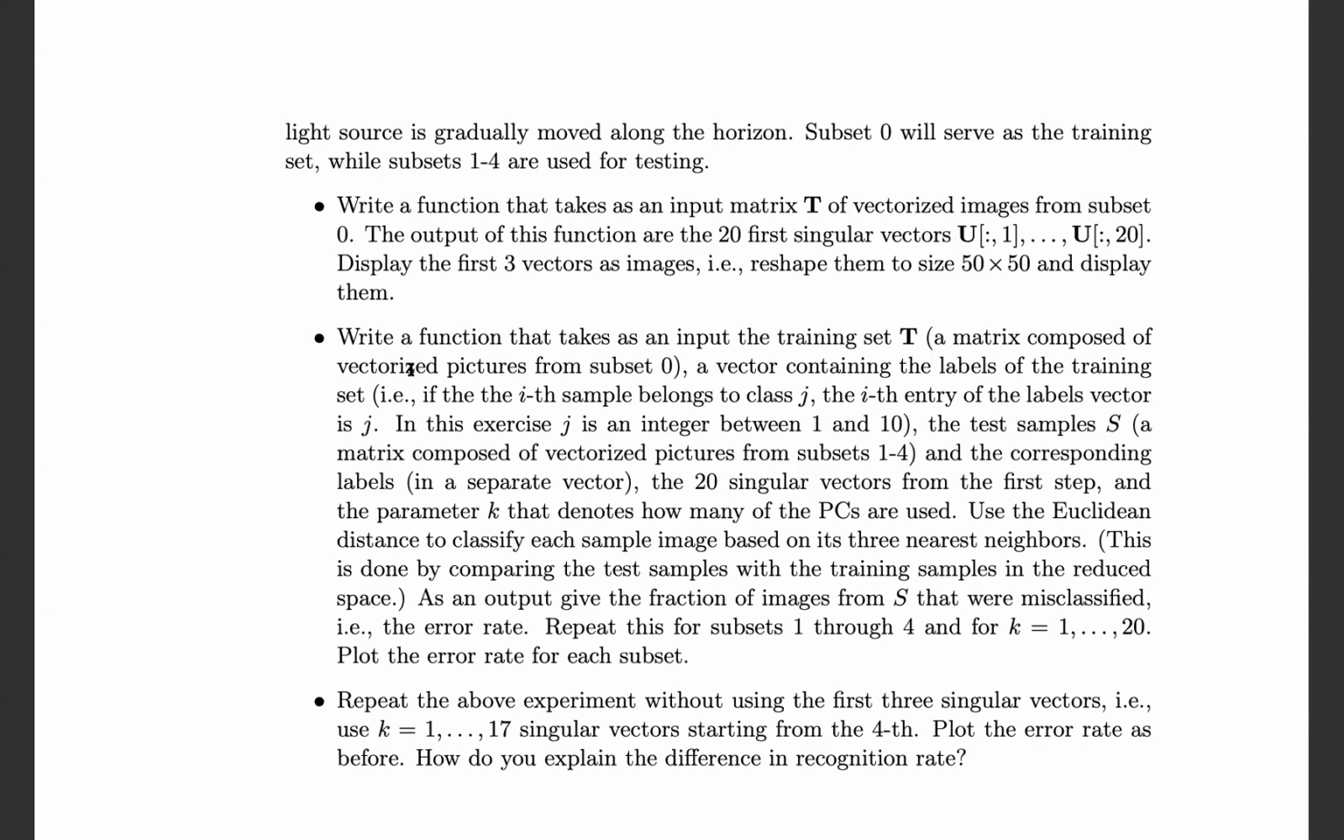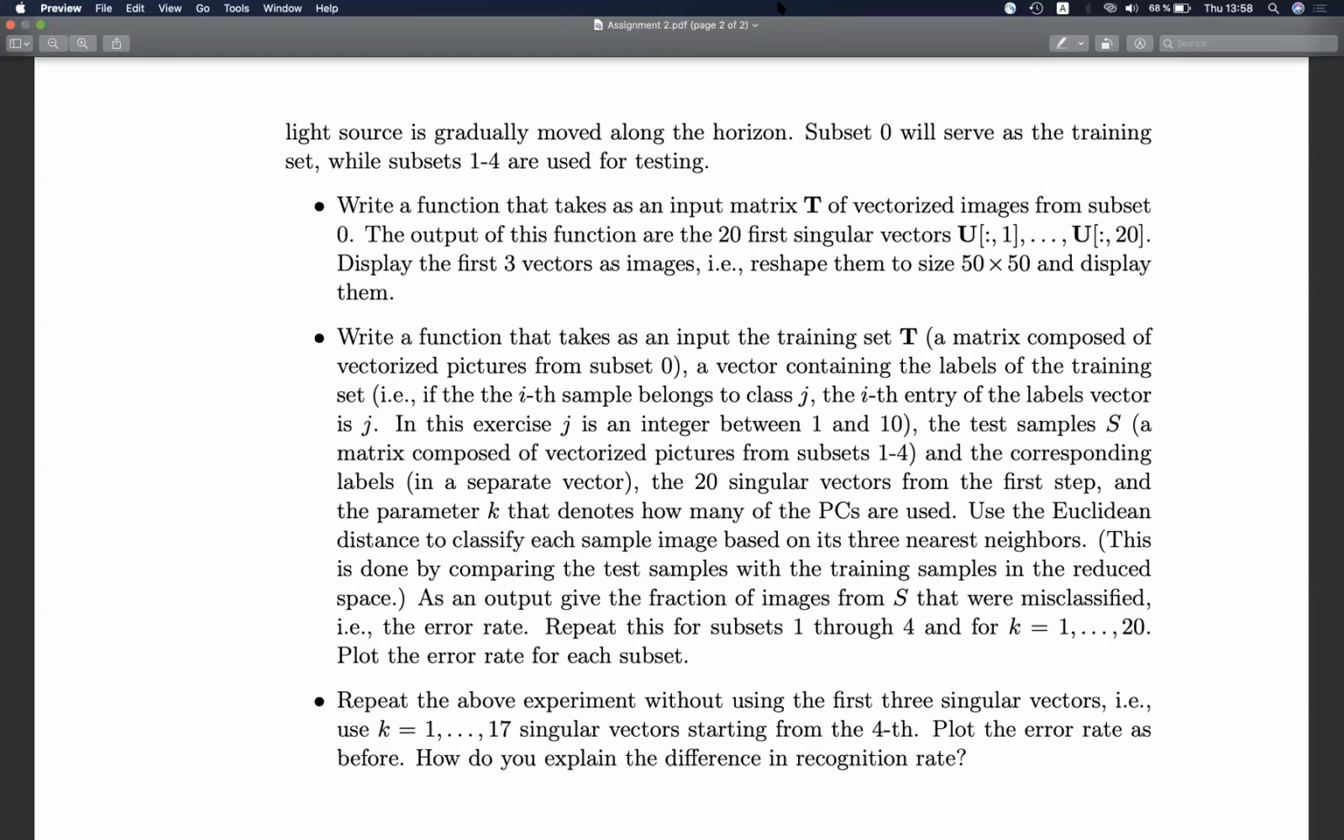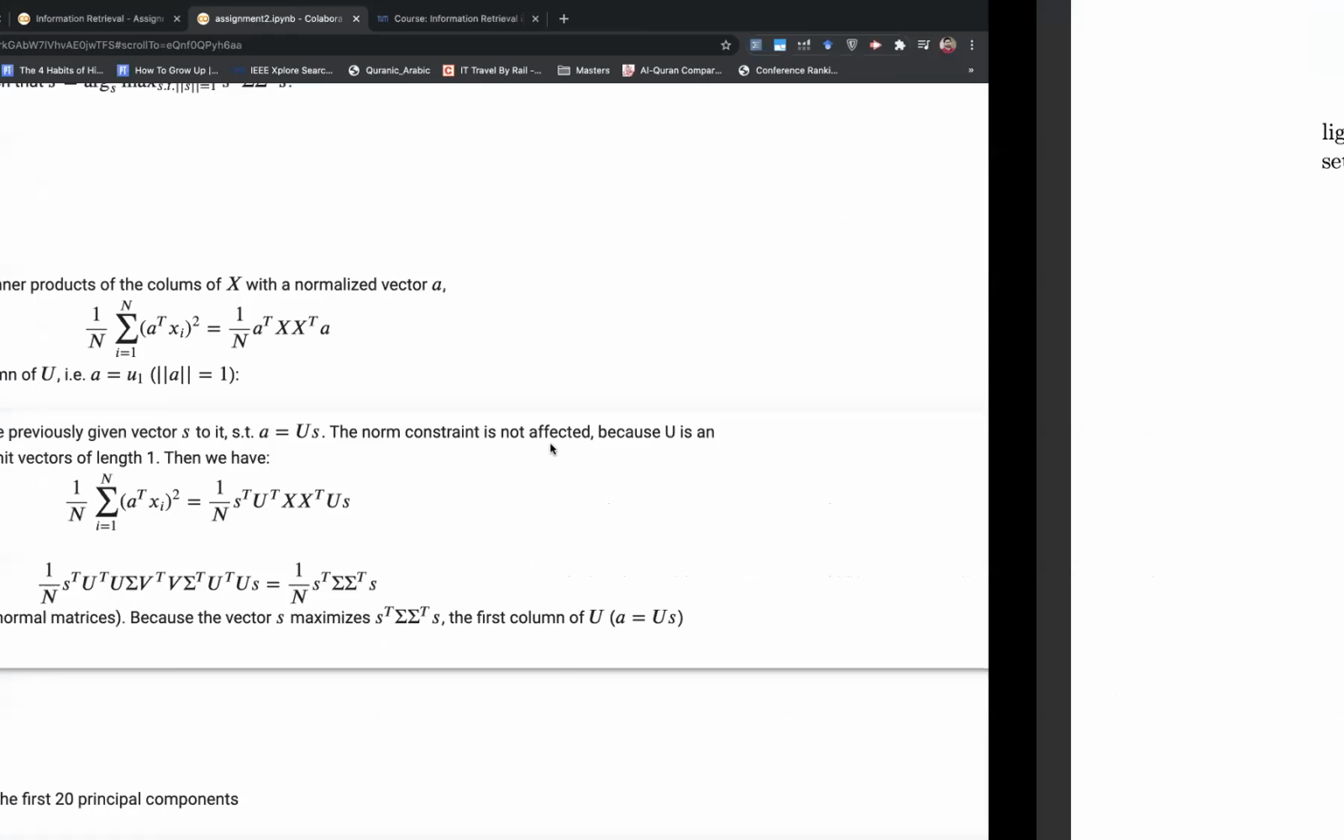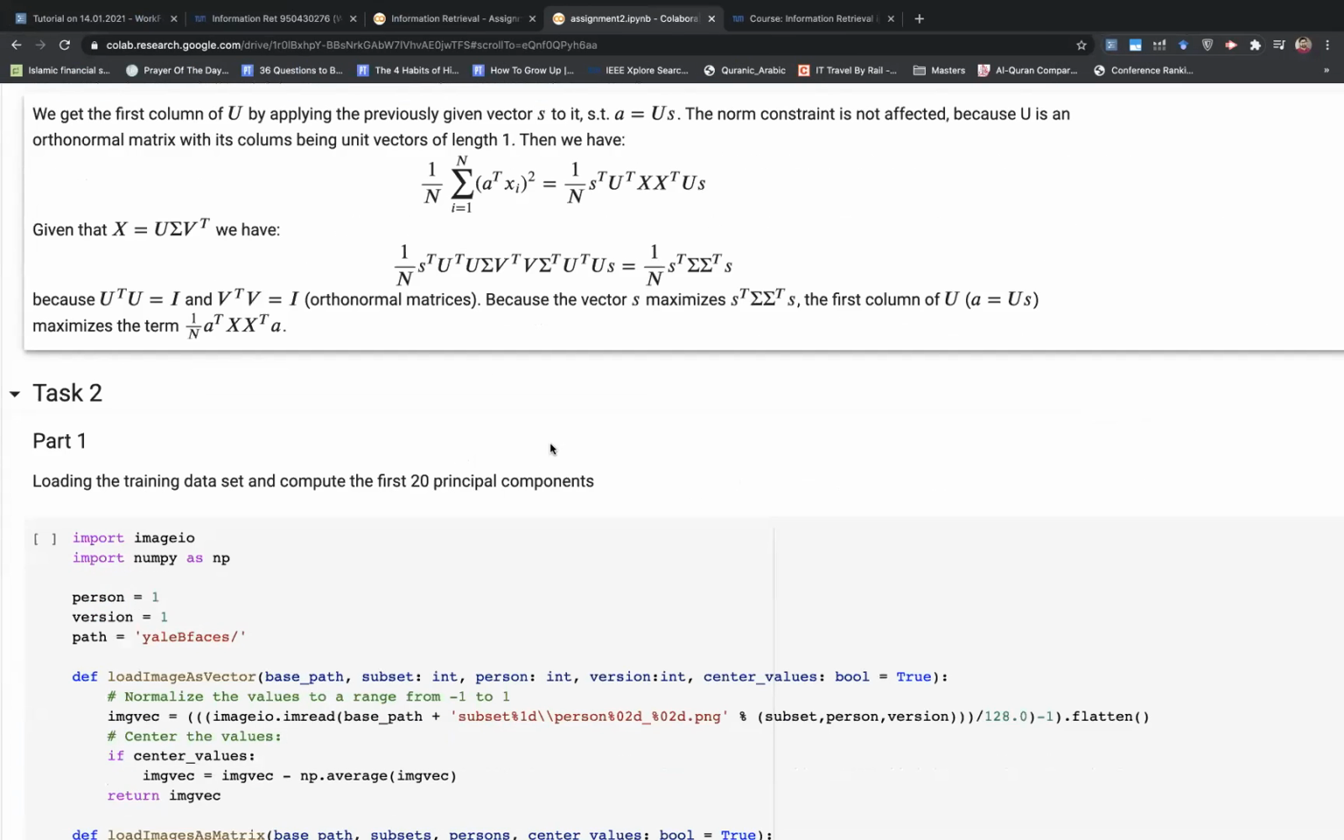Then we had 3 programming tasks. The first was to write a function that takes as input a matrix T of vectorized images from subset 0. The output of this function are the 20 singular values, and display the first 3 vectors as images. So you have to reshape them to size 50 by 50 and then display them. Let's look at one possible implementation.